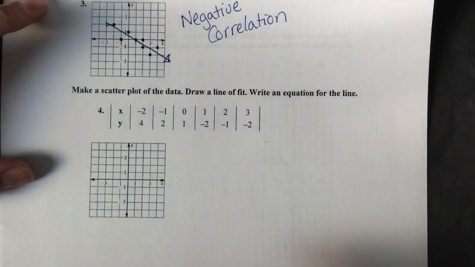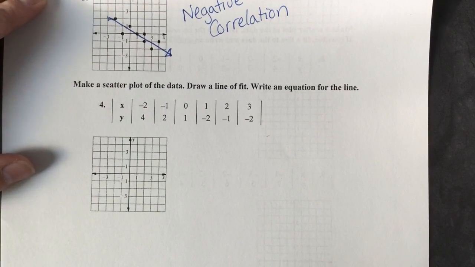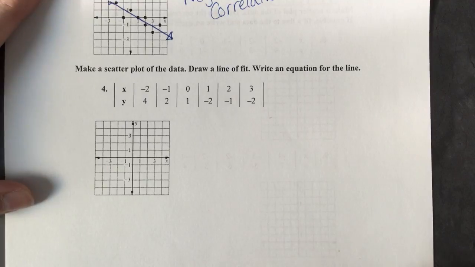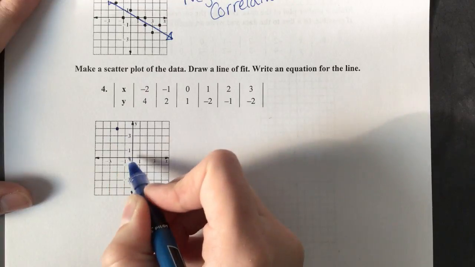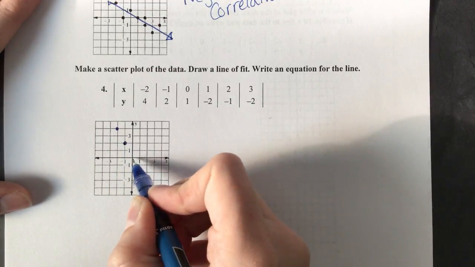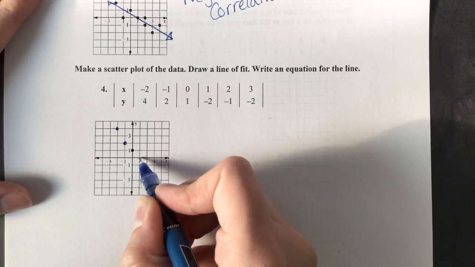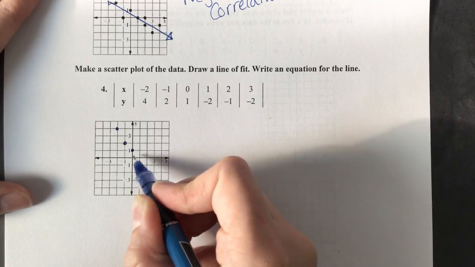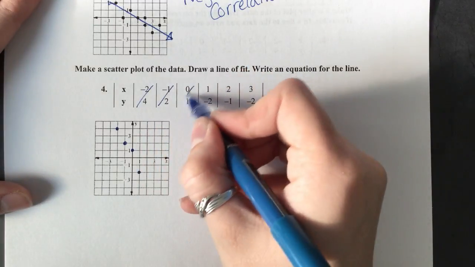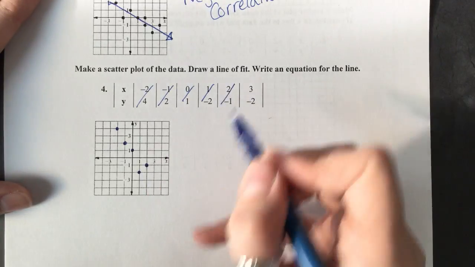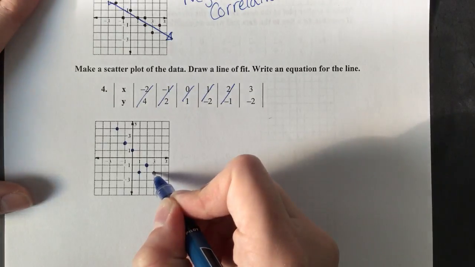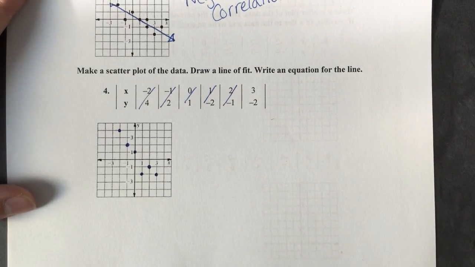We want to make a scatter plot of the data and draw a line of fit. Write an equation for the line. So first thing we've got to do is graph all the points. -2, 4, -1, 2, 0, 1, 1, -2, 2, -1, and 3, -2. I want to draw my line of fit through as many of the points as possible.